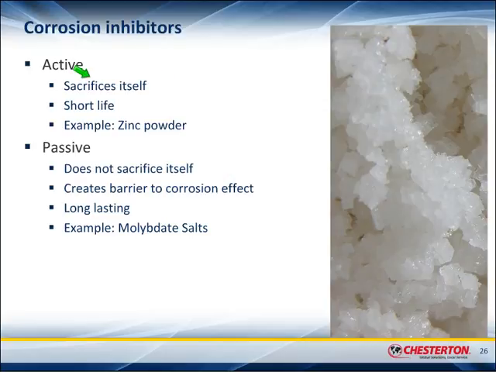Unfortunately, it sacrifices itself, and the life of this corrosion inhibitor is relatively short. So what Chesterton actually does is we put passive corrosion inhibitors in our packings. The passive corrosion inhibitors do not sacrifice themselves, and what they actually do is create a barrier, like an immune barrier on the stem to stop this corrosion effect. Because it does not sacrifice itself, it is very long lasting. What Chesterton actually puts in their packing is molybdate salts. That is an example of a passive corrosion inhibitor.